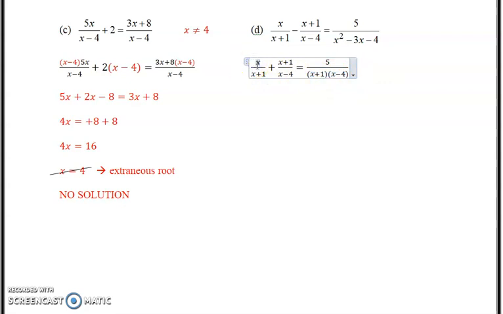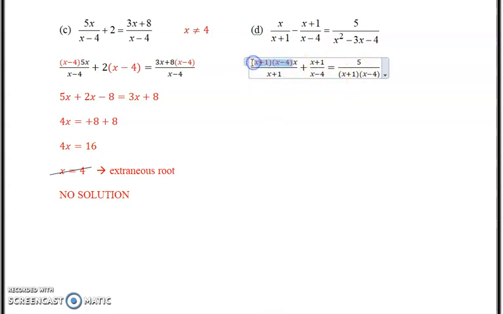So here we're going to multiply by x. Oh, make the red now. My apologies. So we're going to multiply by x plus 1, x minus 4. Because remember, that's the common denominator. Even though it has an x plus 1 here, you still got to multiply it.